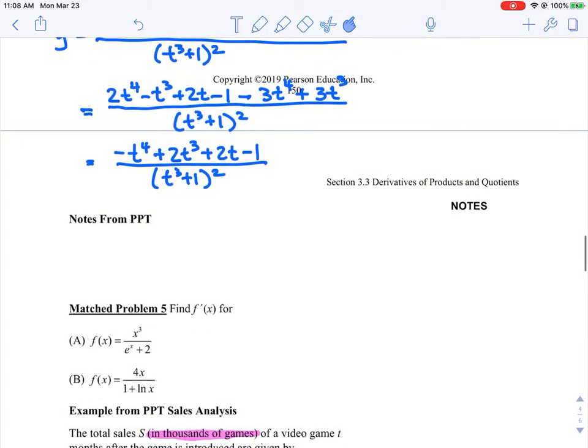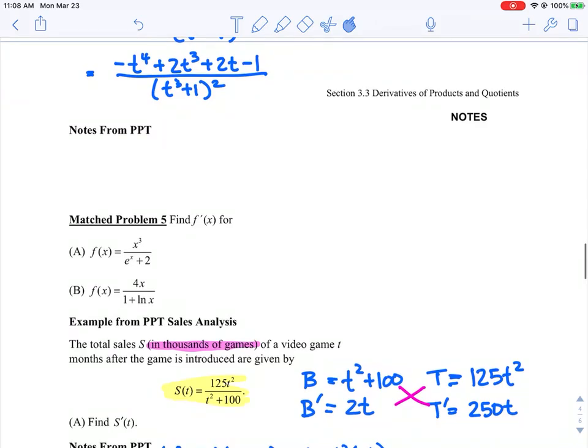Try your matched problems number 5, keeping in mind that you have to take the derivative of e to the x, and you have to take the derivative of the natural log of x.